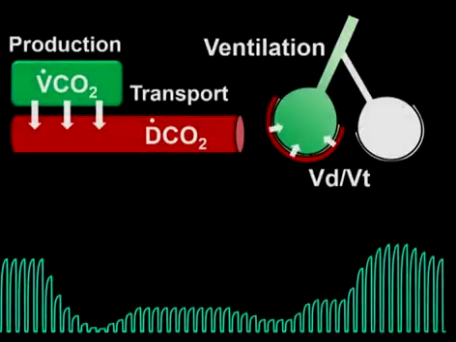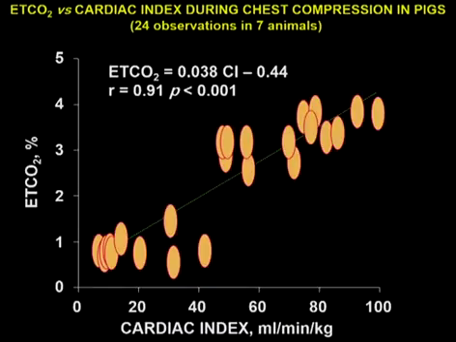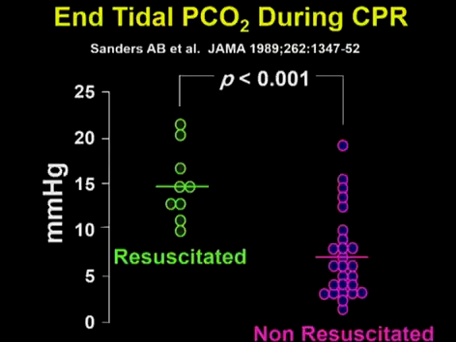End-tidal CO2 is very important because it will tell you about flow. End-tidal CO2 essentially is a function of CO2 production, CO2 transport, dead space ventilation, and ventilation. So if everything is constant during CPR, the amount of end-tidal CO2 becomes a function of the cardiac output being generated. The higher the end-tidal CO2, the higher the likelihood of resuscitation. So you can look at that. If it's very low, it will help you to make the decision when to stop performing CPR.